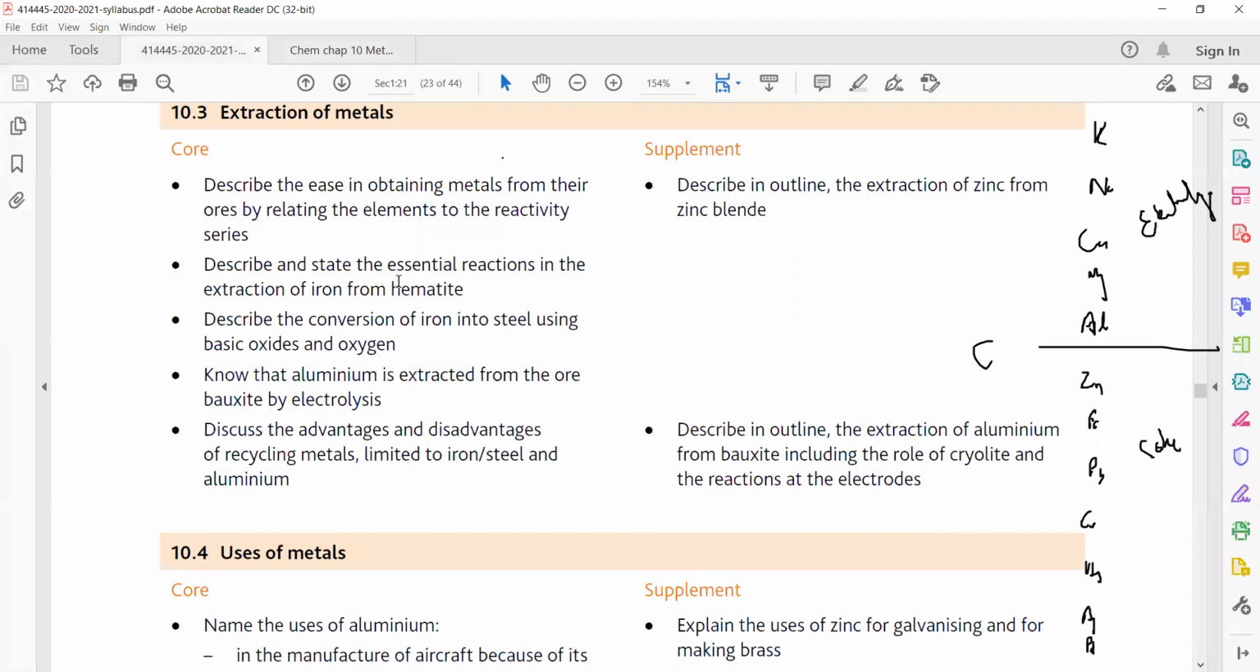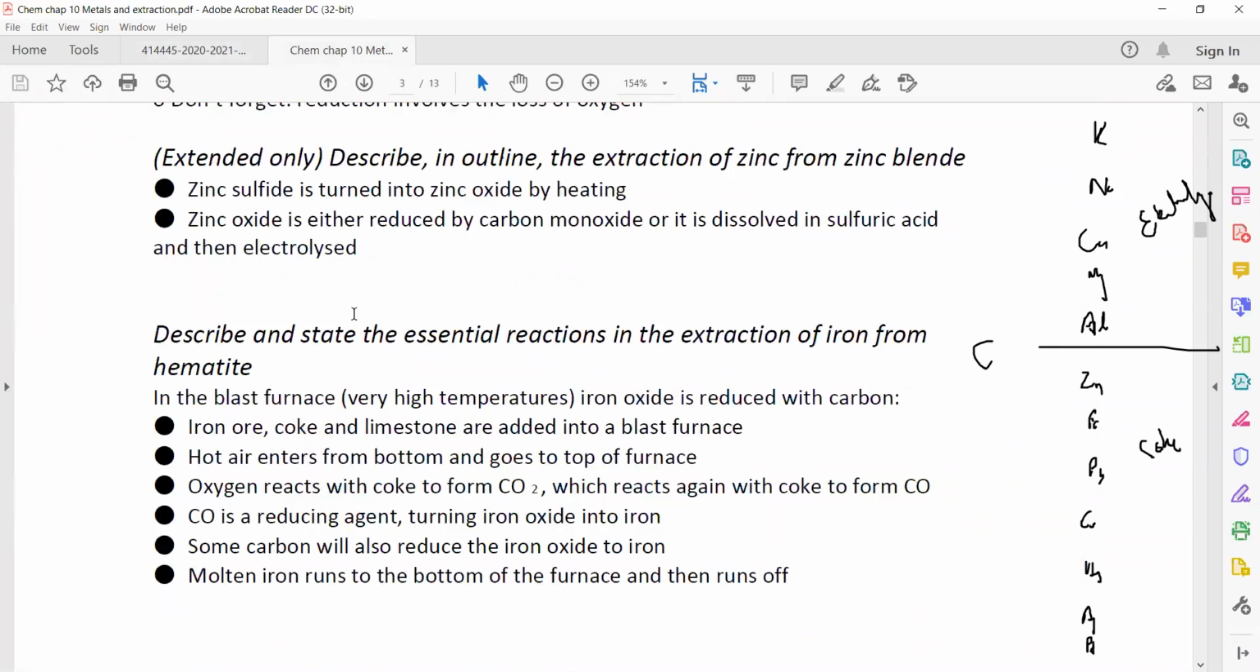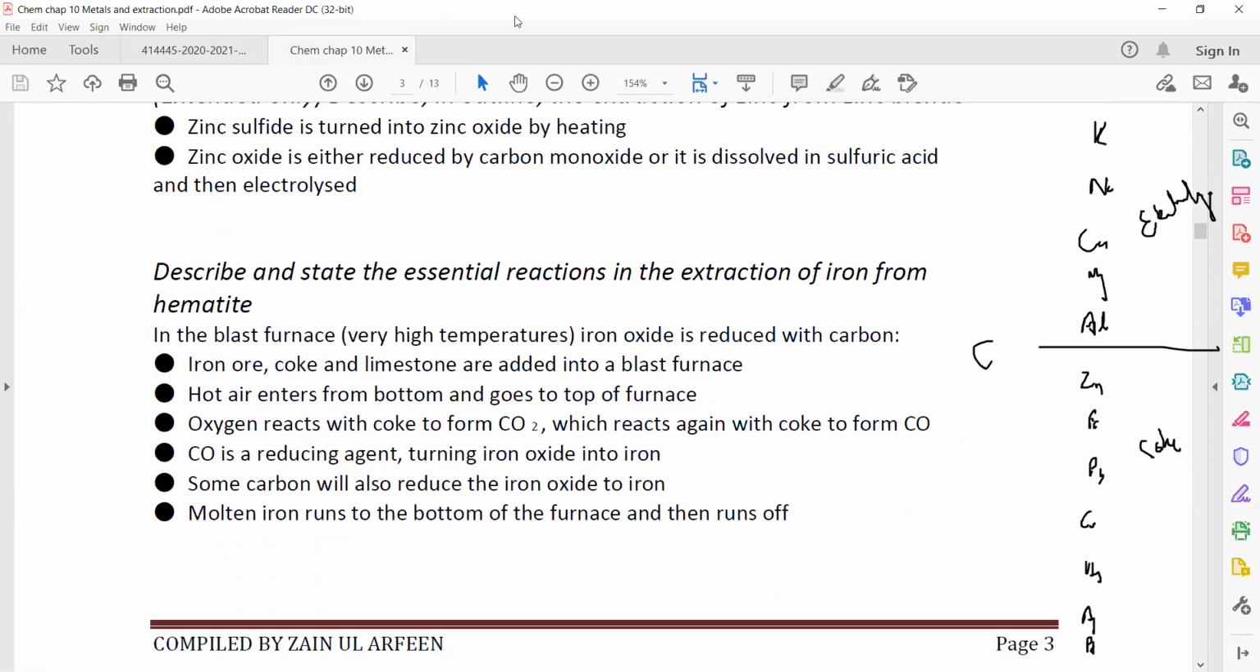Then describe and state the essential reactions in the extraction of iron from hematite. So what happens? Extraction of iron in a blast furnace from the ore, iron oxide. In a blast furnace, at very high temperature, iron oxide is reduced with carbon. First, iron ore, coke and limestone are added into the blast furnace. Hot air enters from the bottom and goes to the top of the furnace.